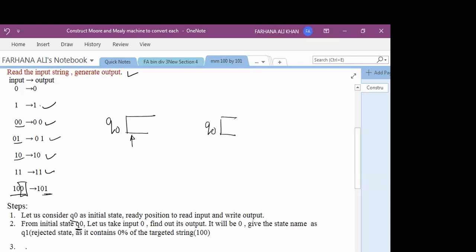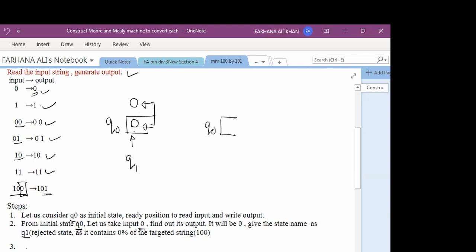Now from the initial state Q0, we will take for example input 0, because we are going to generate the binary input symbol. So let us take the input symbol 0. Now for this input symbol 0, what is the output? The output is 0. There is no difference between the input symbol and output symbol. So let us give this condition a new name, Q1. This Q1 is the state where input symbol and output symbol are the same.